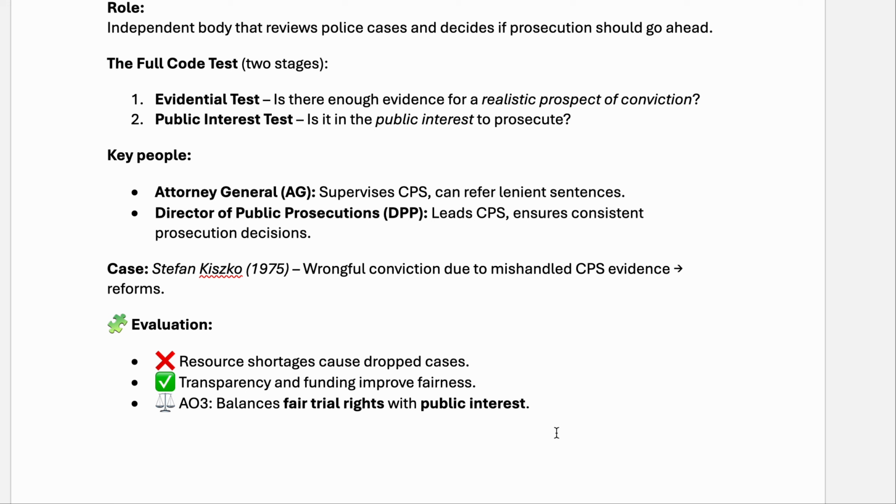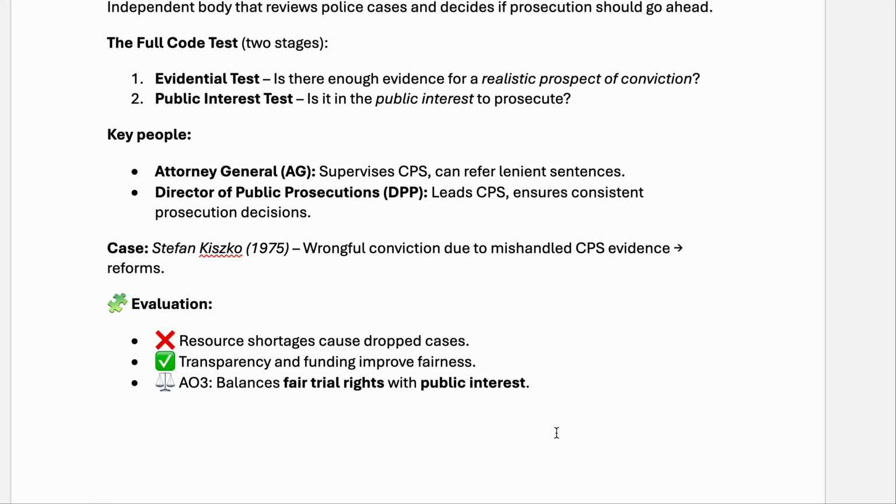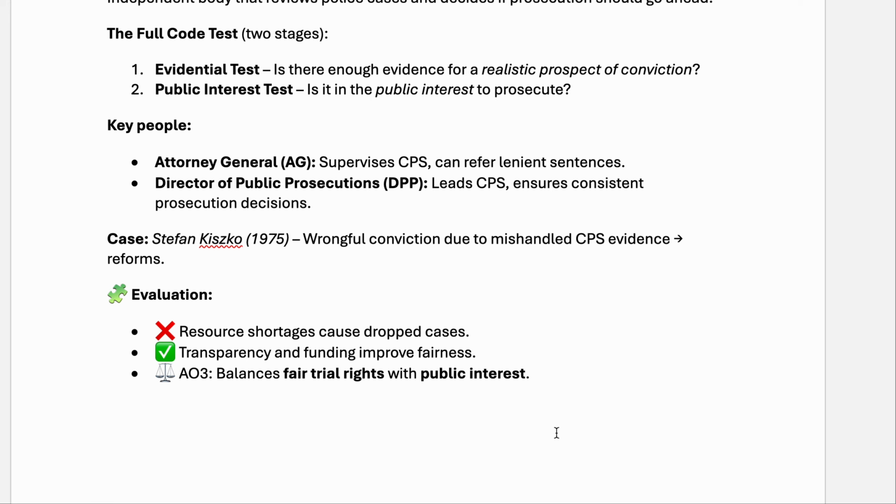We have a reform idea too. Maybe more funding and greater transparency in decision making could boost public confidence. After all, no one likes a mystery. And then finally, we've got the AO3 link, which is the CPS having to constantly juggle public interest with fair trial rights. Again, we've come across this before, haven't we? This is a balancing act, and sometimes that can prove difficult.